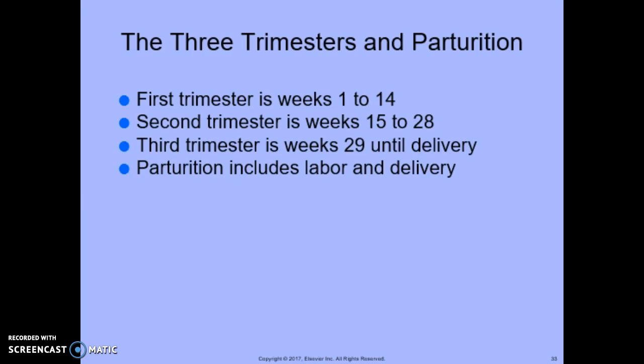So here, there are 3 trimesters. The first trimester is 1 to 14 weeks. The second trimester is 15 to 28 weeks. The third trimester is weeks 29 until the delivery. Parturition includes labor and delivery.